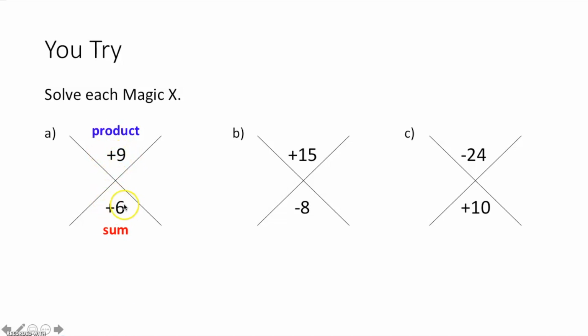Okay, for part A, we're looking for two numbers that multiply together to make 9 and add together to make 6. That would have to be 3 and 3. Those two numbers multiply together to make 9 and add together to make 6.